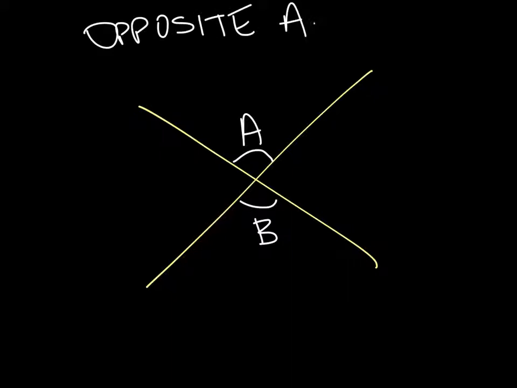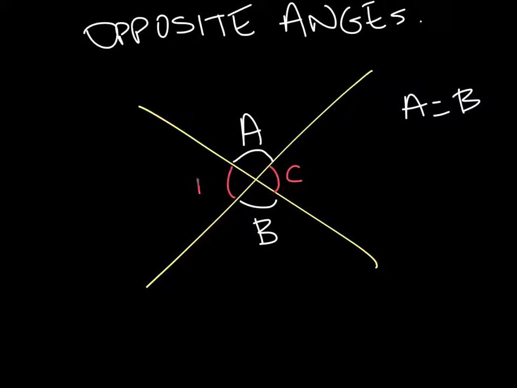If we have an x like so, it's pretty straightforward, and you can see it visually for this one too, that these two angles here, called A and B, are going to be the same. And this is called opposite angles. So A equals B. And vice versa, if we have C and D, we could say C equals D. And this is the opposite angle rule.